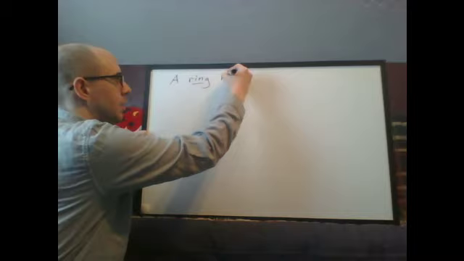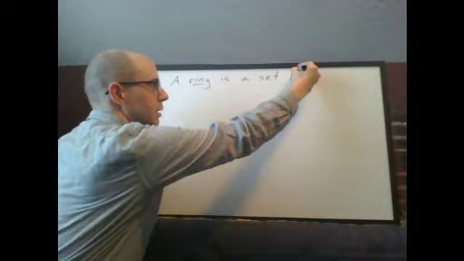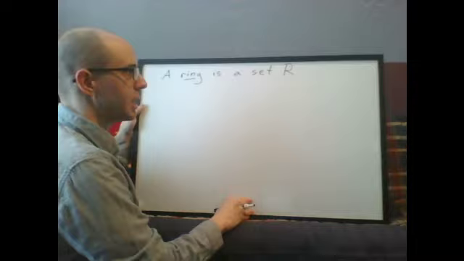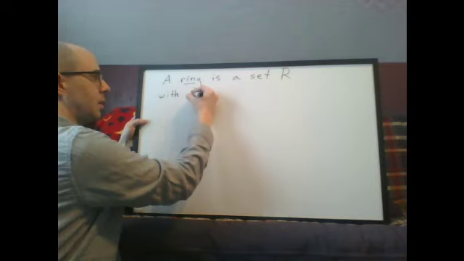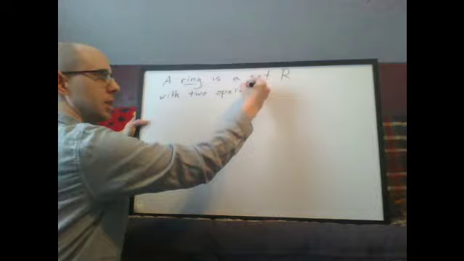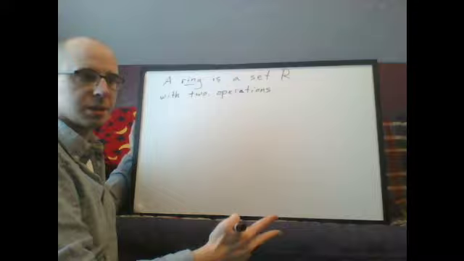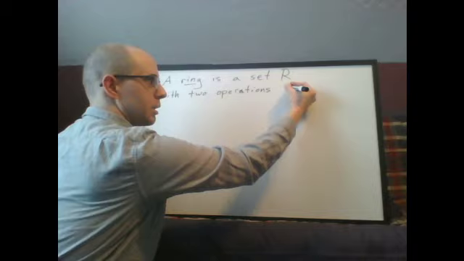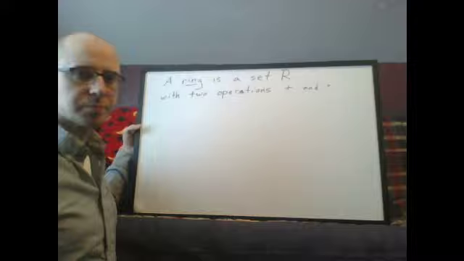A ring is a set, we'll call it R, capital R. This is not the same bold-faced R that we use for the real numbers, but it's a set R with two binary operations. I'll say operations in the interest of space, but binary operations, meaning they take two elements, combine them to give a new element that's also in the set. So two operations, we'll call them plus and multiplication, which I'll use a dot for, satisfying a collection of conditions.